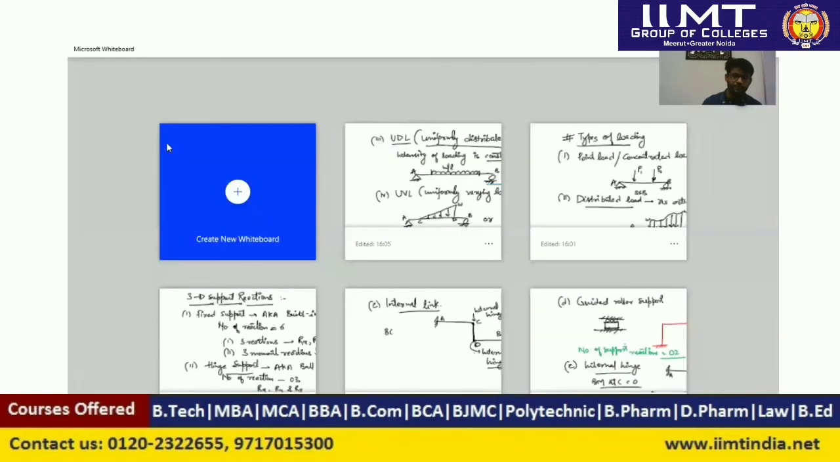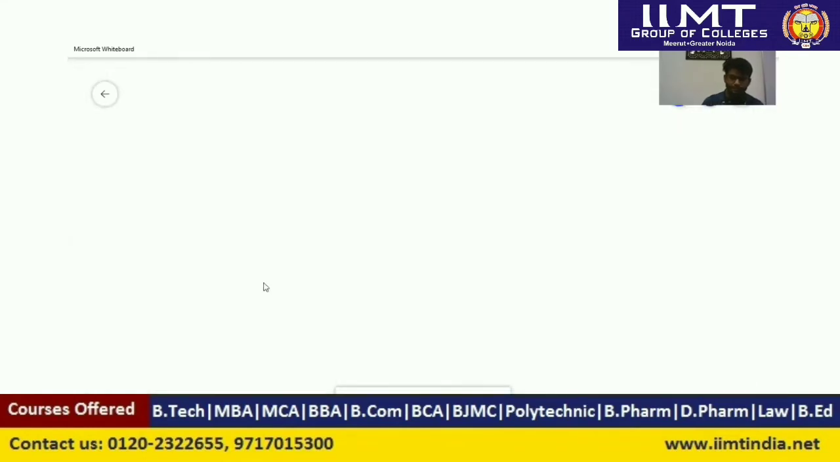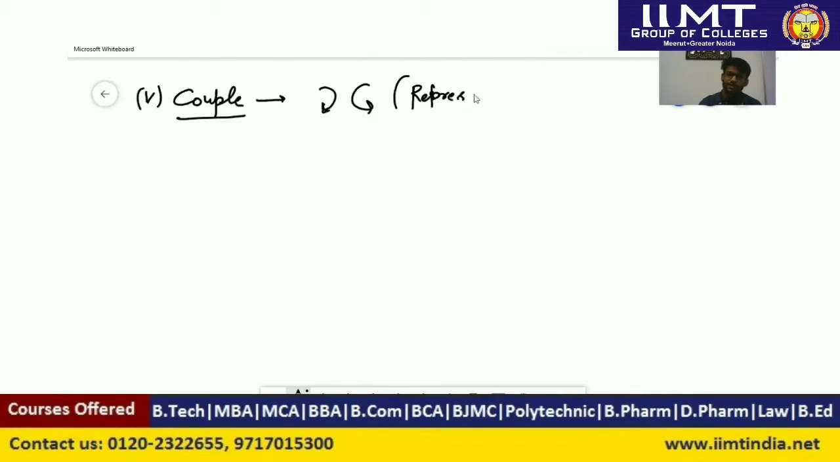Now the last type of load which acts on a structure is couple, and it is generally represented in this form, whichever direction the couple is acting. This is the representation of how to draw a couple. So suppose this is a figure.